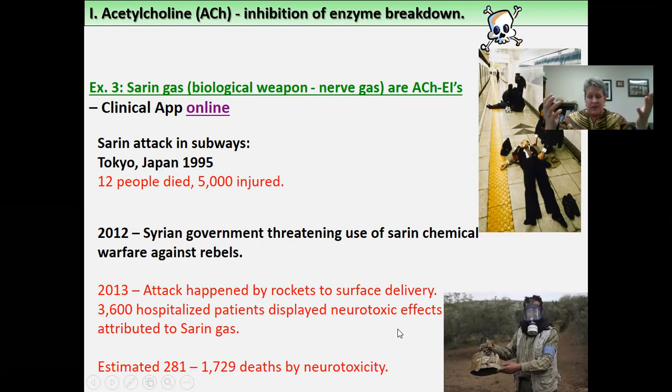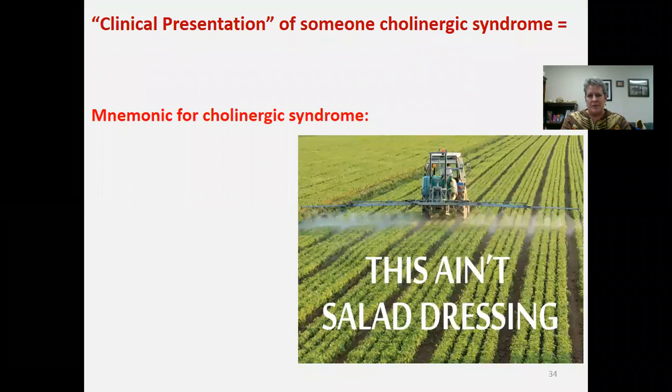Okay, so if you got exposed to sarin gas, it probably wouldn't even get you to the hospital fast enough to save you. But here is what you can do to reverse cholinergic syndrome. Before I do, let's talk about the symptoms of cholinergic syndrome. Okay, so obviously this is someone spraying herbicides on a field. But here's the clinical presentation of someone with cholinergic syndrome.